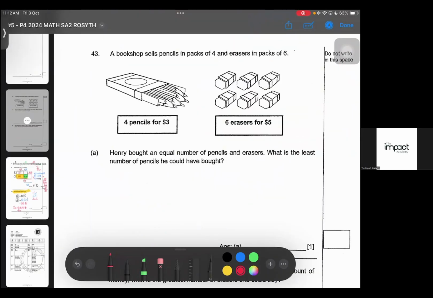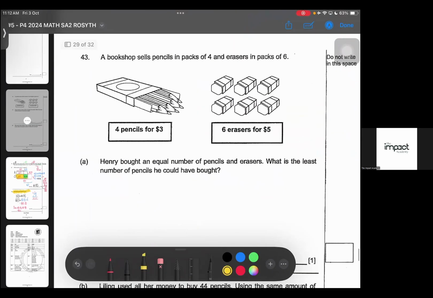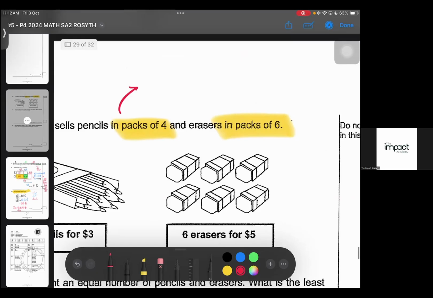A bookshop sells pencils in packs of 4 and erasers in packs of 6. So when you buy pencils, right, do you know what's the meaning of packs of 4? That means you can only buy pencils in multiples of 4. Can you all write this down? You can only buy pencils in multiples of 4. I say this again. Yeah. You can only buy pencils in multiples of 4.